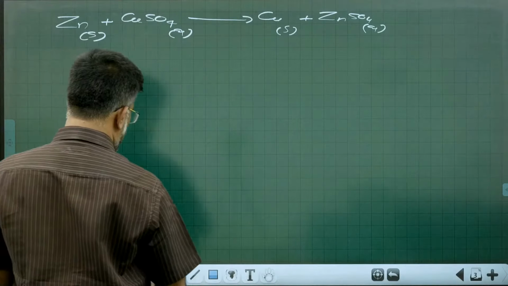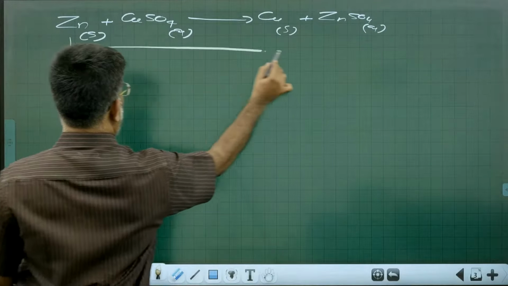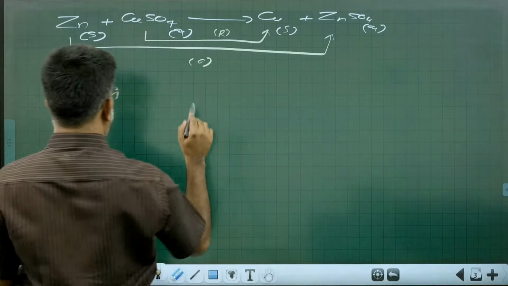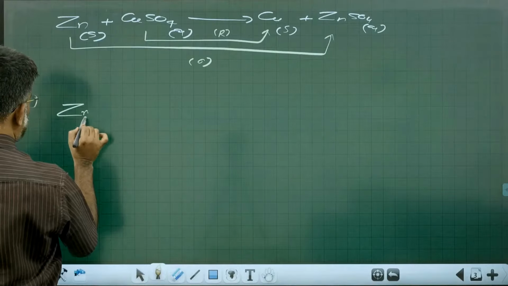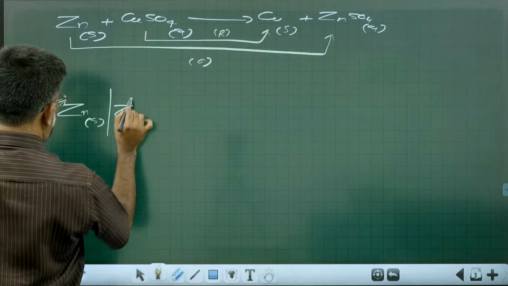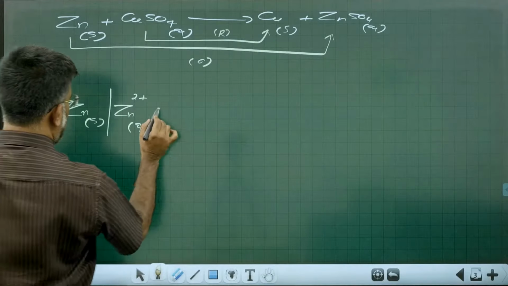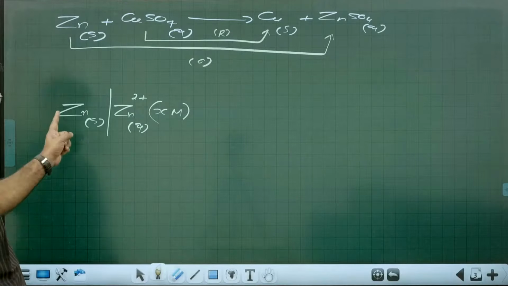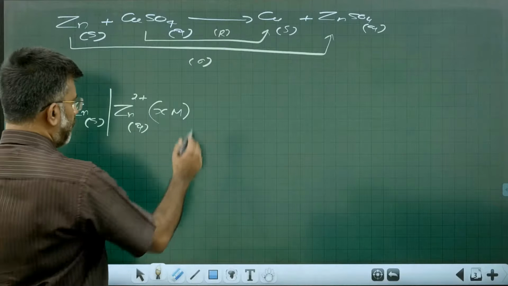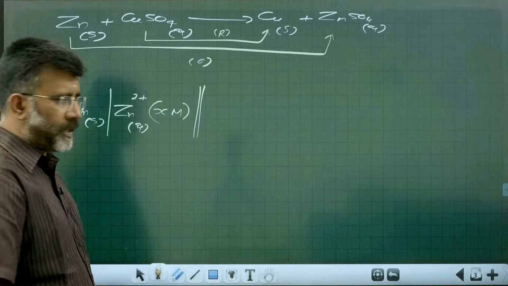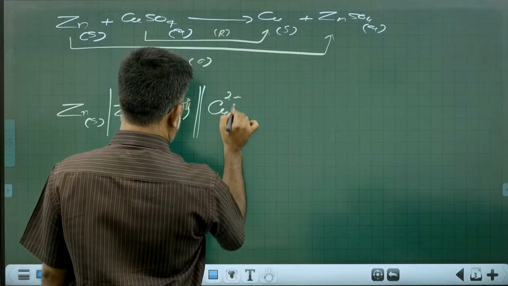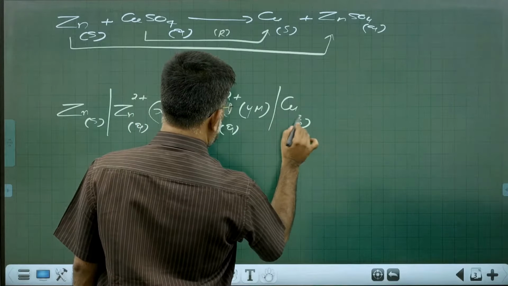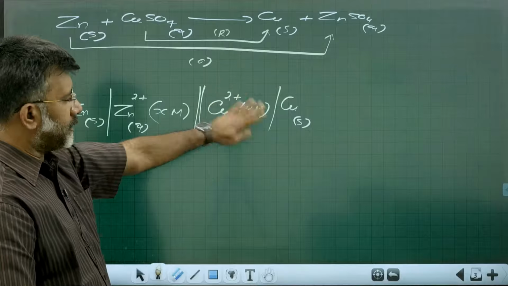Zinc is undergoing oxidation while copper is undergoing reduction, and that way the cell is represented. The cell is represented as zinc solid converted to zinc 2 plus aqueous, and the concentration will be written X molar. This is the anode reaction. Zinc is oxidized to zinc 2 plus. Now we put a double slash representing the salt bridge, and then it is Cu2 plus aqueous, say Y molar, slash Cu solid. That is the cathode half cell, that is the reduction reaction.